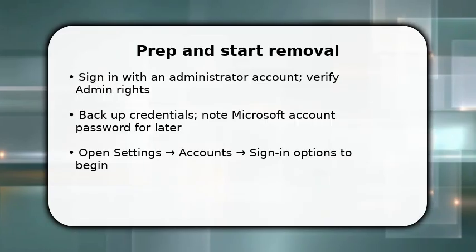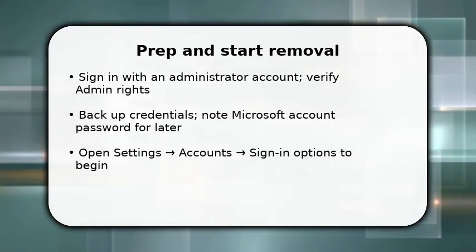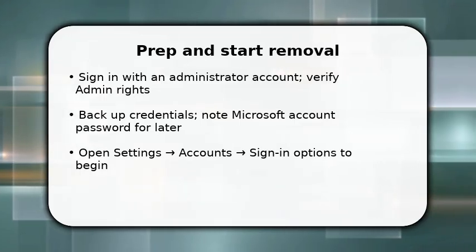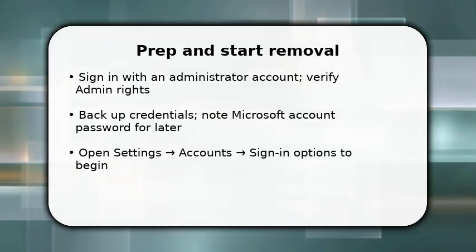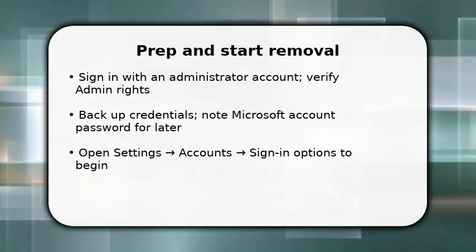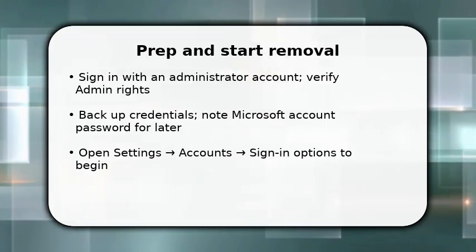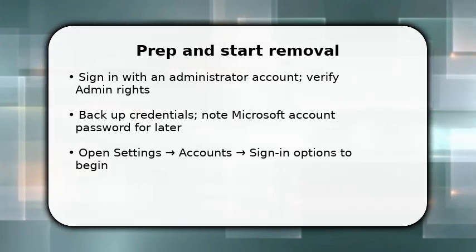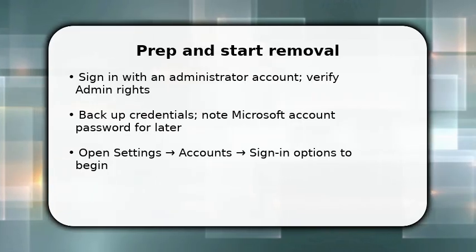You're signed in as an administrator and ready to remove the PIN. First, back up any important credentials and make sure you know your Microsoft account password. You'll need it. Open Settings, go to Accounts, then Sign-in Options. Locate Windows Hello PIN and click Remove to begin. If prompted, confirm with your Microsoft password.